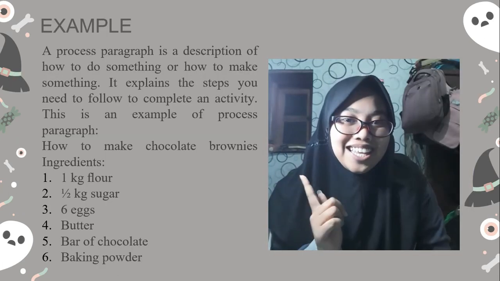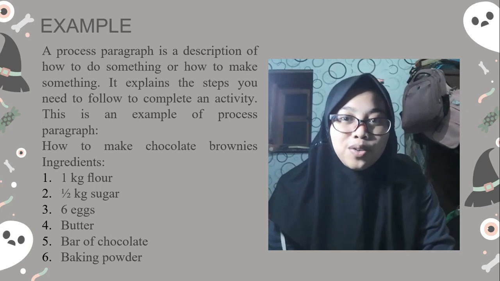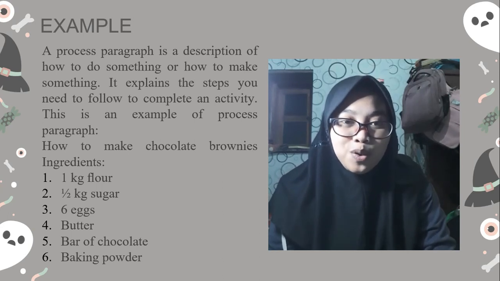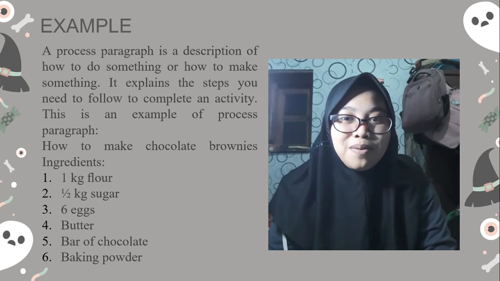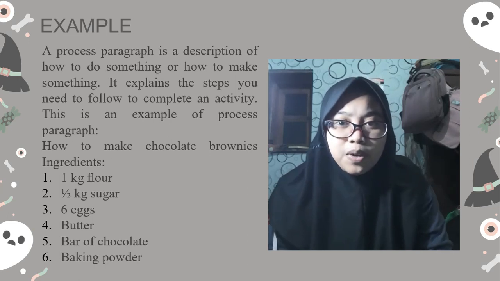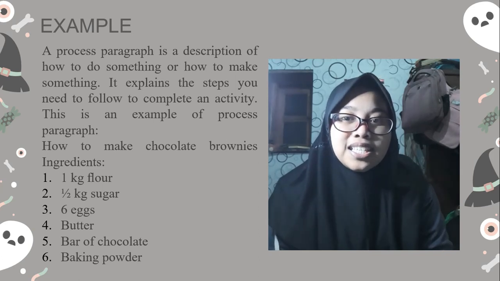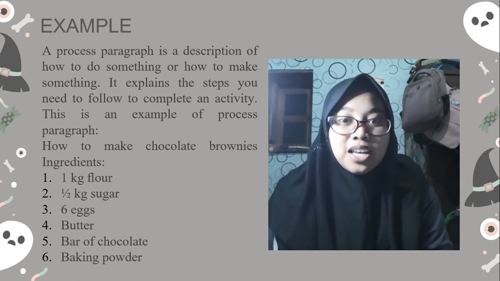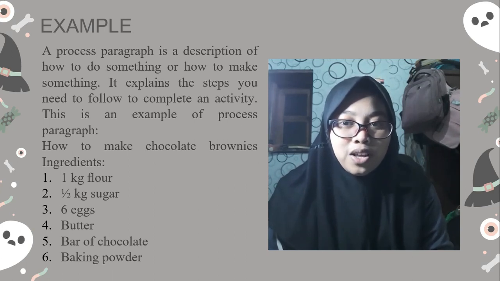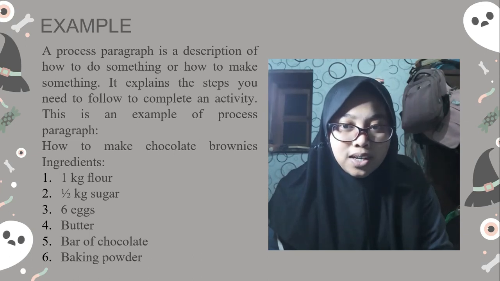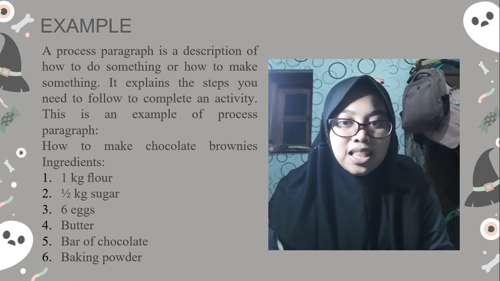Now, let's take the example. A process paragraph is a description of how to do something or how to make something. It explains the steps you need to follow to complete an activity. This is an example of process paragraph. The title is How to Make Chocolate Brownies. Ingredients: a kilogram flour, a half kilogram sugar, 6 eggs, butter, bar of chocolate, and the last is baking powder.